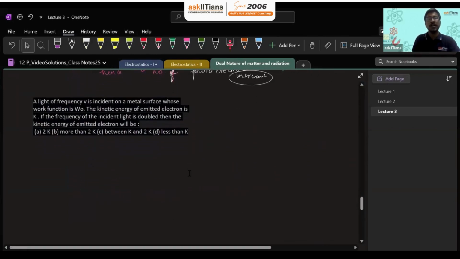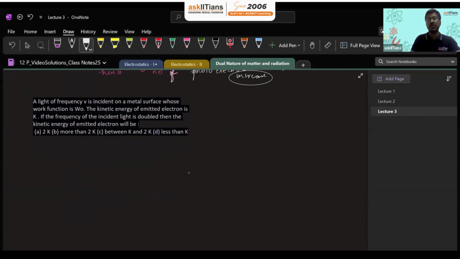Next question. A light of frequency nu is incident on a metal surface whose work function is W naught. So the work function is given as W naught, right? And the kinetic energy of the emitted electron is K. If the frequency of incident light is doubled, then the kinetic energy of emitted electron will be, right?